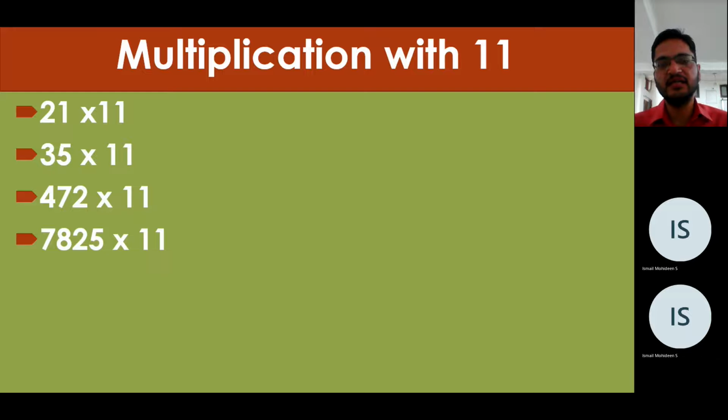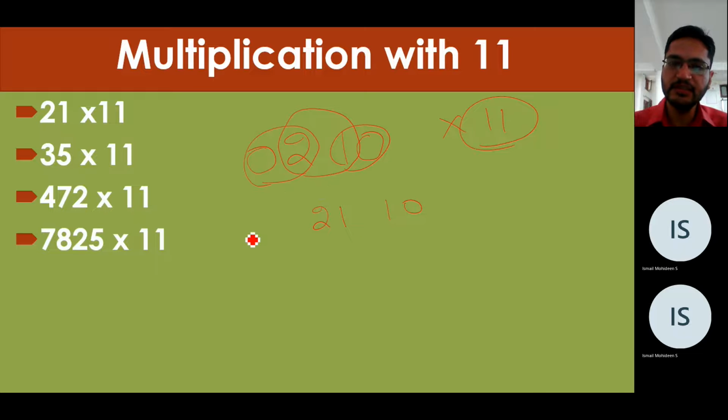Now, first of all, I will start the multiplication with 11. Whenever we have to multiply any number with 11, first of all we will write 0 at the last and 0 on the front side of the number. Next step is we will make pairs of 2 digits. First pair will be 1 0, second pair is 2 1, next pair is 0 2.